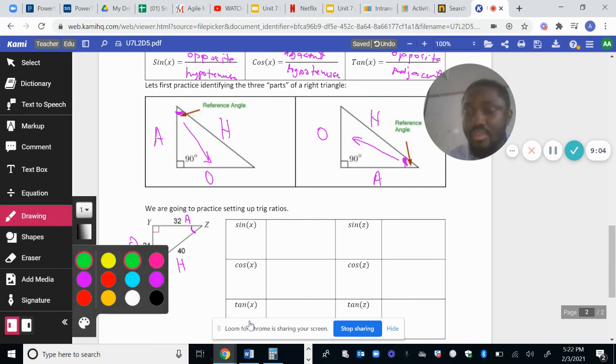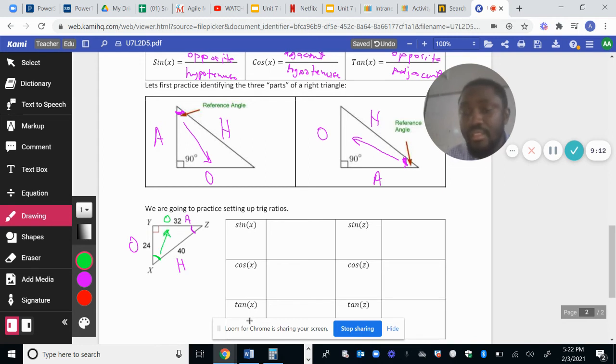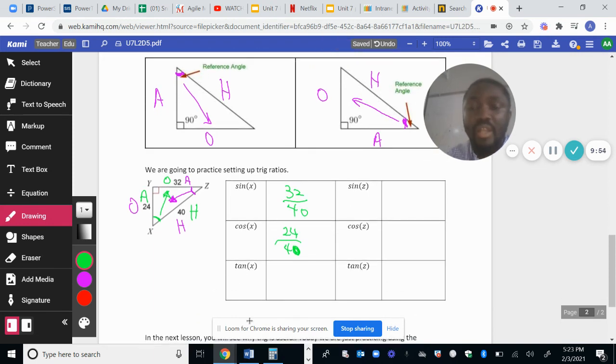If it's for X, let me change color. If X is here, the opposite side is the side across from it, and the side XY becomes the adjacent, and the hypotenuse remains the same. So as you change reference angles, the opposite side and the adjacent side change position. If you are dealing with X, sine of X is the opposite side 32 over the hypotenuse 40. The cosine of X is adjacent over hypotenuse, so adjacent in green is 24, and the hypotenuse is still 40. Tangent is always opposite over adjacent, so opposite in green is 32 and adjacent in green is 24.